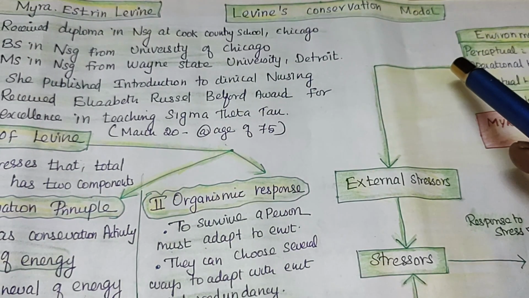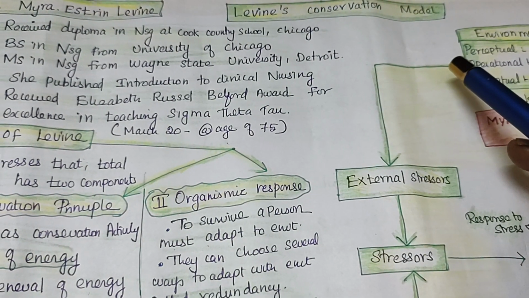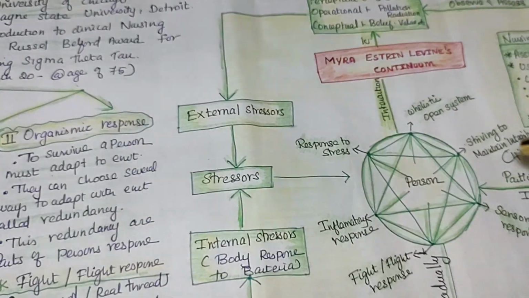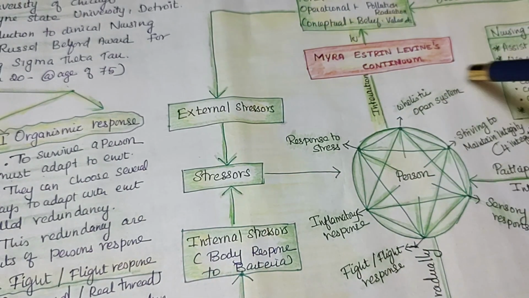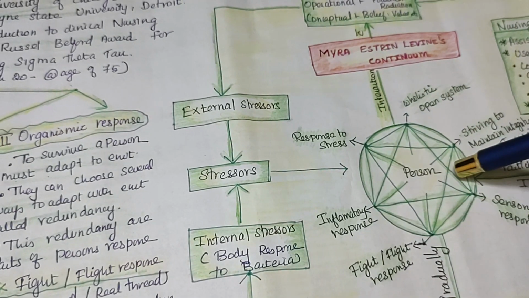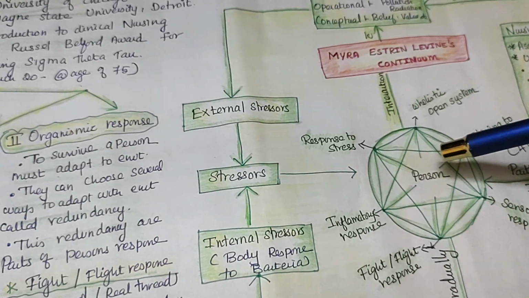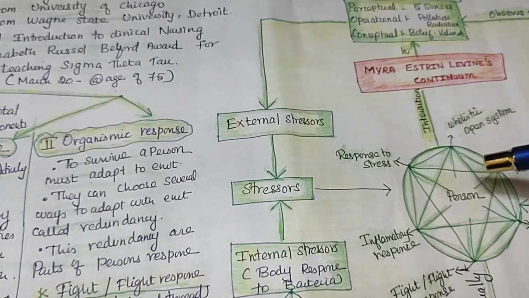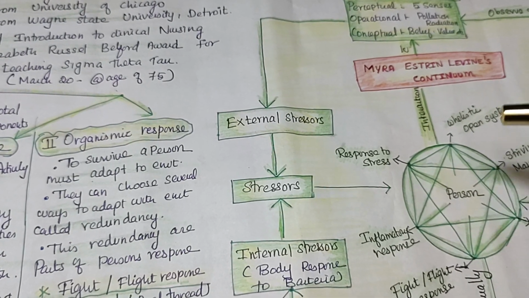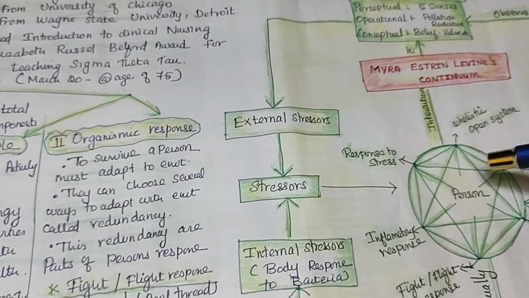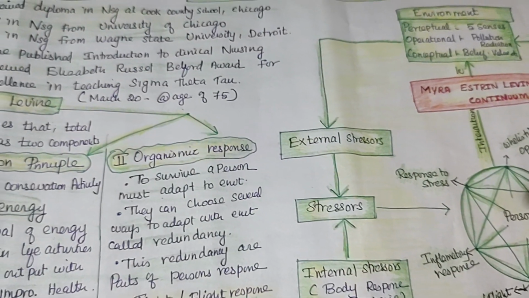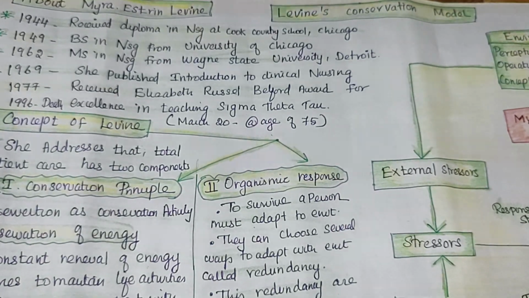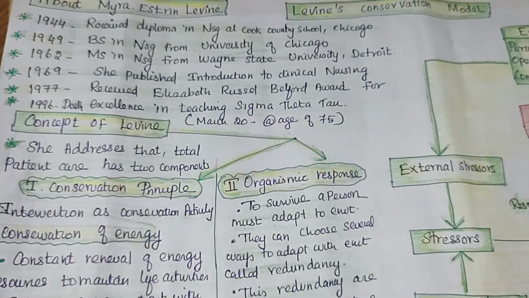Levine's conservation model, or Levine's conservation theory. A theory is a set of concepts, ideas, and propositions and the interrelationship of the concepts, in order to predict a systematic view of some phenomenon. Any theory is trying to explore views and ideas in order to give better healthcare, to show how to approach healthcare, and to improve our nursing skills towards the patients.